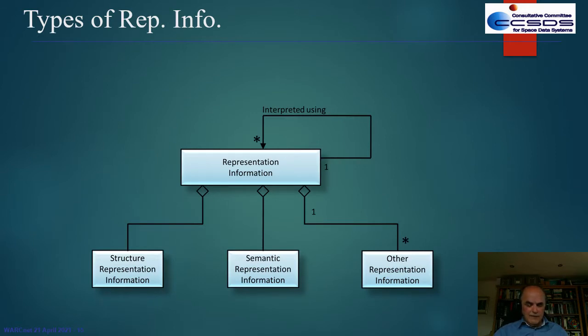OAIS identifies some important categories of representation information. Structure representation information, for example, formats. Semantic representation information, for example, dictionaries which define the language or special words. And then other representation information, a catch-all for anything else that a user may need to understand the data object, including software.